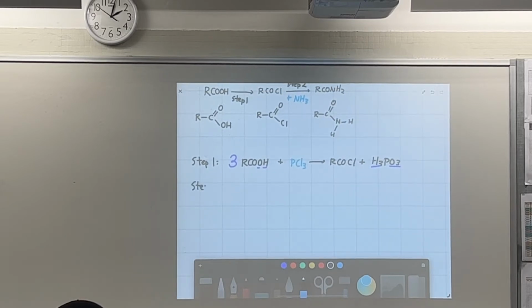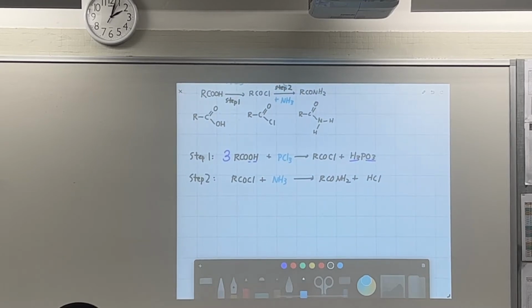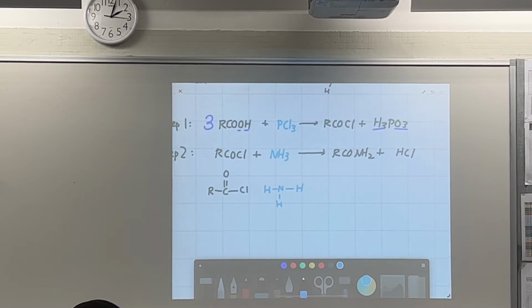Step 2 is where you react the RCOCl with ammonia. So that's ammonia, and you have RCONH2 plus HCl. How do I remember this? Maybe you're thinking. So maybe you can draw this out. You have NH2H. I like to sometimes look at NH3 as NH2H.